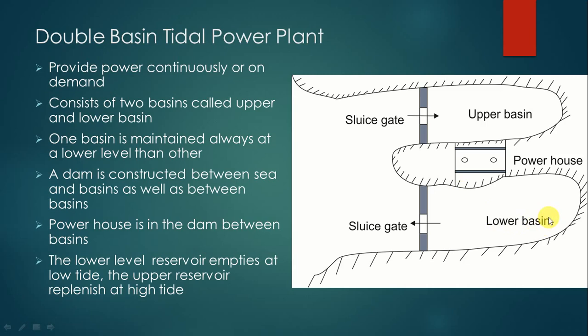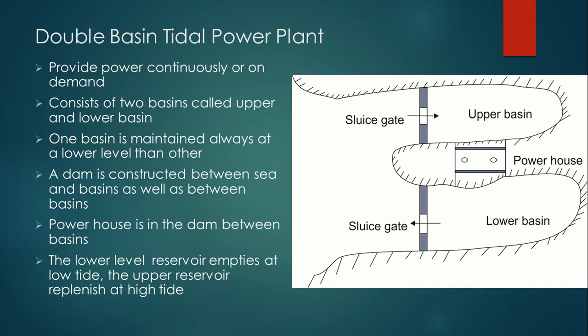So here now the water level of the lower basin is increased. As soon as the water level of the sea during low tide is decreased, the sluice gate between lower basin and sea is opened and water starts to flow from this lower basin to sea. In this way the lower basin is emptied. Again during the high tide, the sluice gate between sea and upper basin is opened and this upper basin is filled.